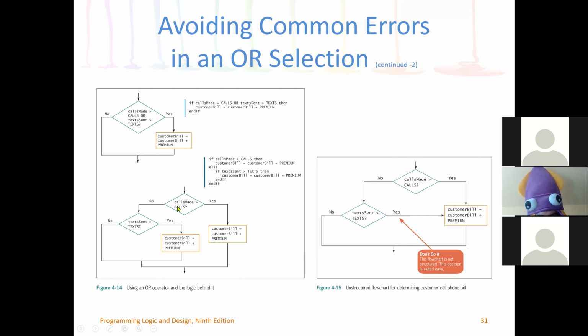Or we can make it in this form to take the logical OR operator away by saying that if cost made is greater than cost, if it's yes, do something. If it's no, then check if the text sent is greater than text. If it's yes, do something. If it's no, don't do anything. So these two codes are the same. The first one is using logical operators, so it combines the two decisions. The second is not using logical operators, so it's separated.